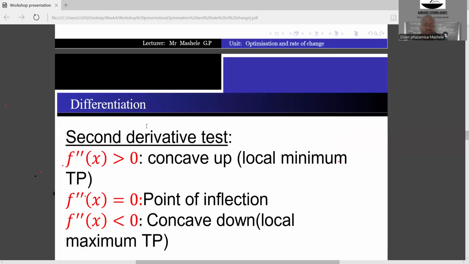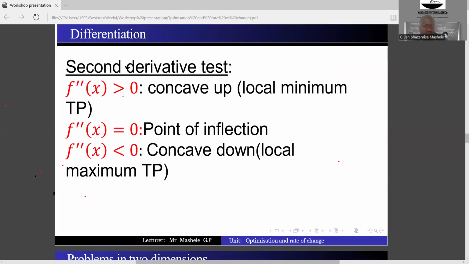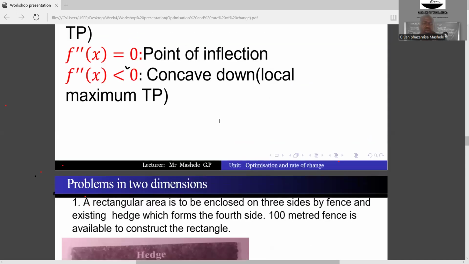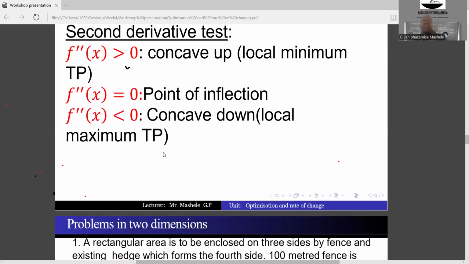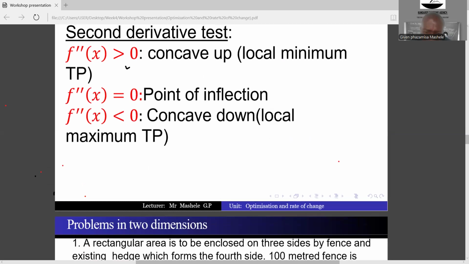In terms of the second derivative, guys, I'll talk about this after. I want us to move on to the application. Before moving on to the application, guys, I want to address something very important, especially when we are dealing with optimization. Look, guys, it's very, very important to actually know what you are doing.